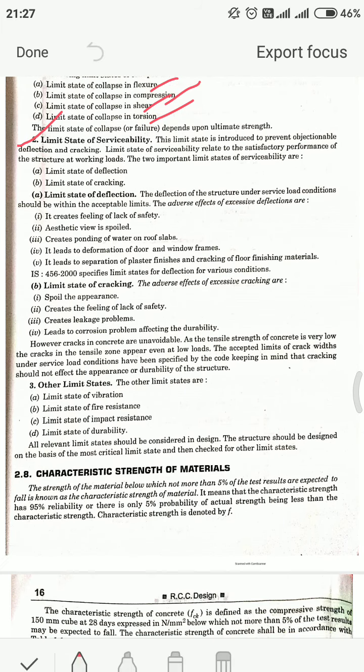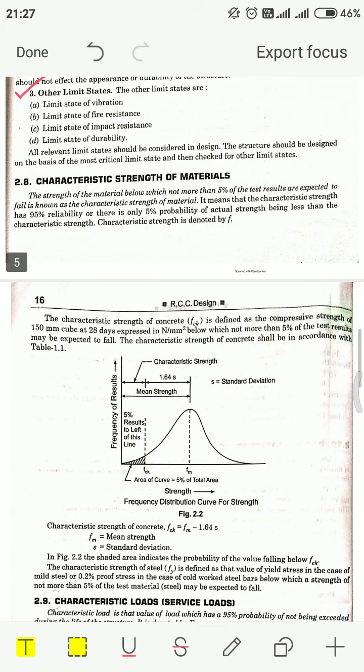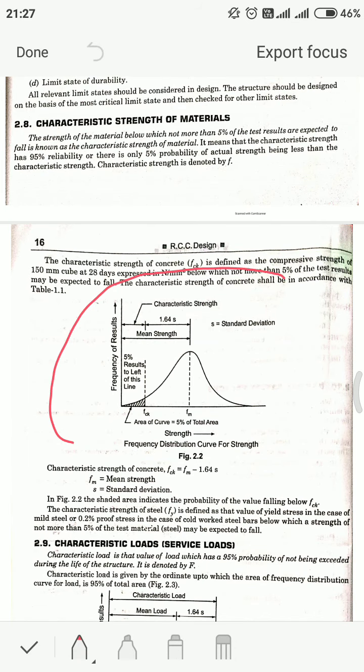So the next one is the characteristic strength of the material. The strength of the material below which not more than 5% of the test results are expected to fall is known as the characteristic strength. So basically, when 95% of the test results of the material pass and below 5% fail, that is called the characteristic strength of the material. So here is a chart showing the frequency distribution curve for the strength.